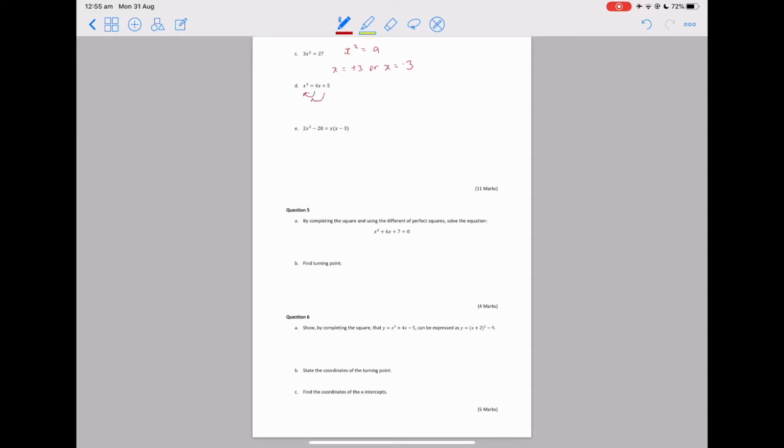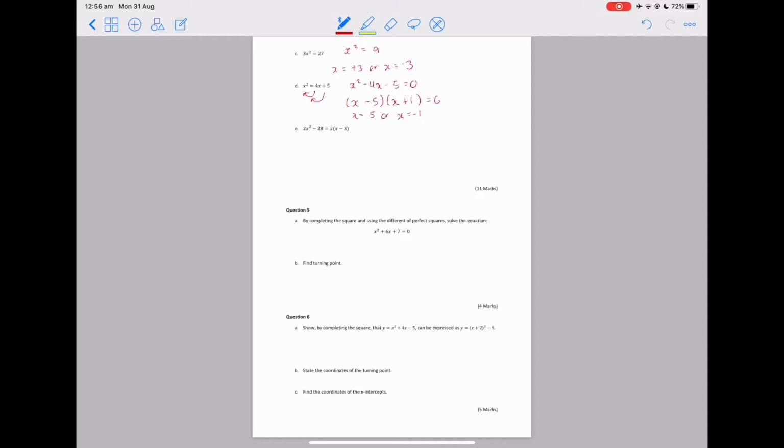For part D, what we're going to do is we have to actually move all these terms to the left hand side, and by moving it to the left hand side, you're going to get a trinomial which you might be able to factorize using the product sum method. So if you move 4x and 5 to the other side, your equation should now look like x squared minus 4x minus 5 is equal to 0. And in this case, we can factorize it using the product sum method. So it's going to be x minus 5, x plus 1 is equal to 0. Hence, x is equal to +5, or x is going to equal -1.